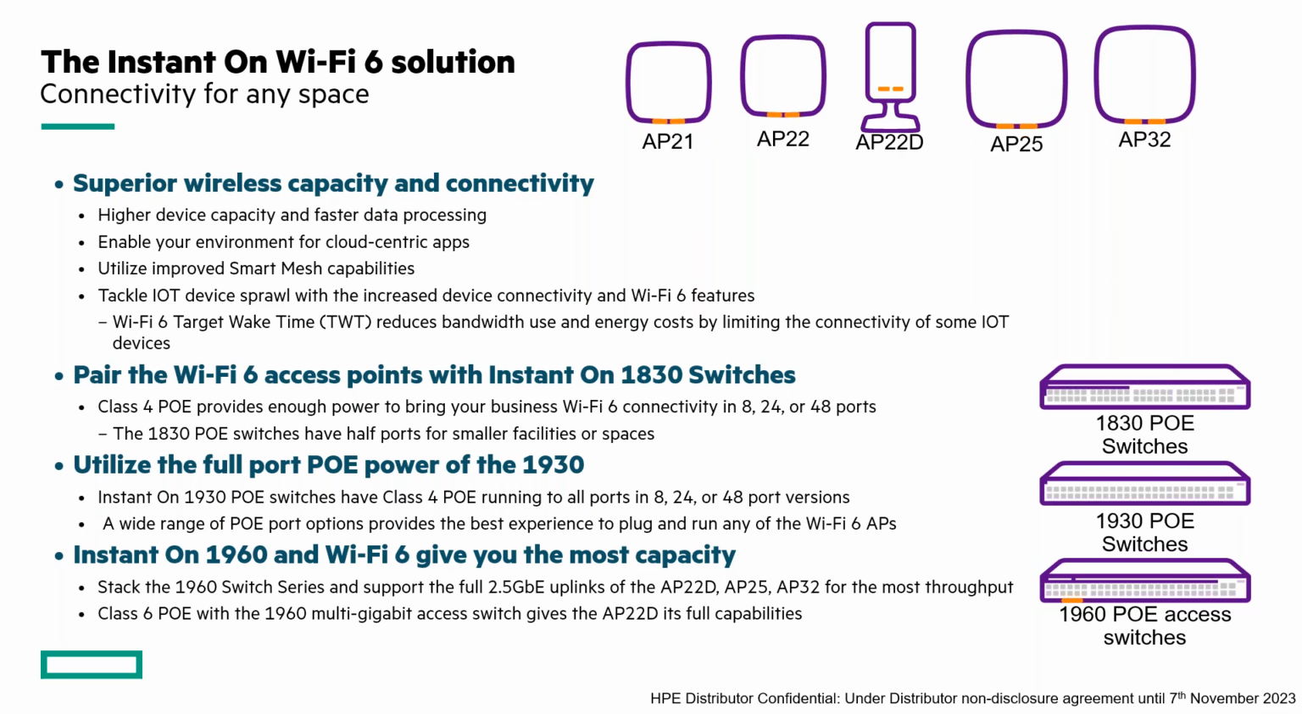However, if they're in a scenario where they need true Wi-Fi 6E support and support for 2.5 gigabits, like our AP25 or the AP32, then the better fit might be that specific 1960 switch that we talked about earlier. So there's a lot of flexibility in what you can position from a switch that'll actually fit with the access points that we have. But it's nice to have options.